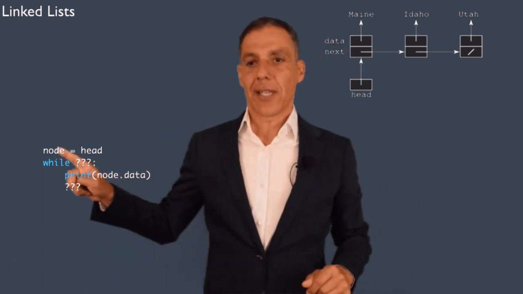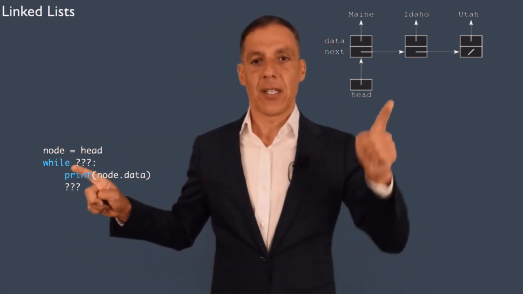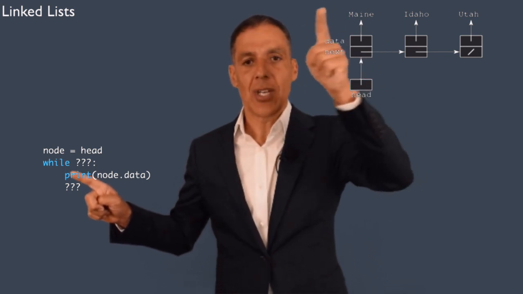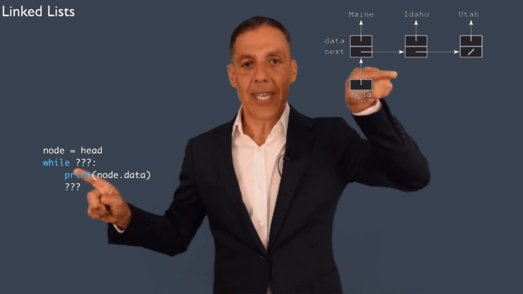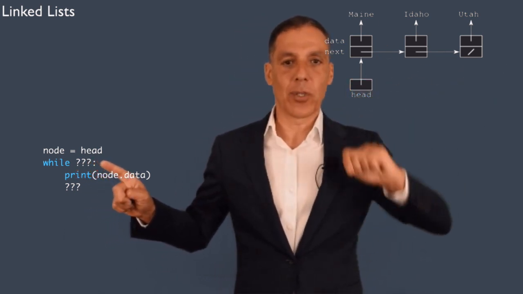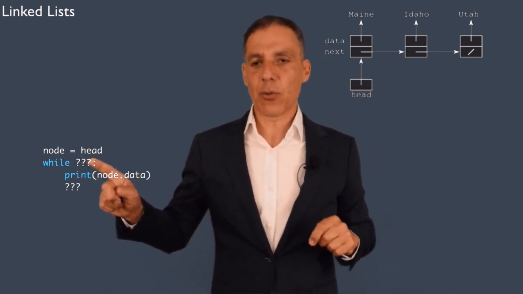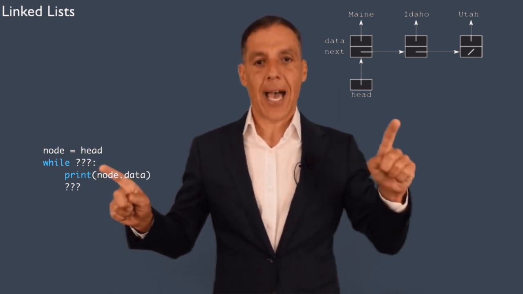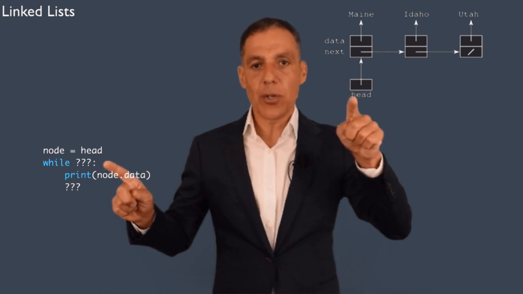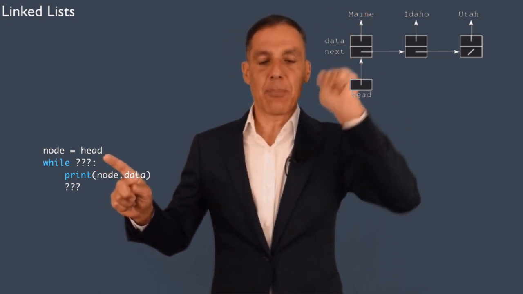All right, so let's initialize a variable node to be head. So node now points to this object right here, which has Maine in the data, and it points to Idaho, which itself points to Utah. Let's not worry about the stopping condition on the while loop, and let me just go ahead and print node.data. So this is node, I reach in, I grab data, and I print Maine.